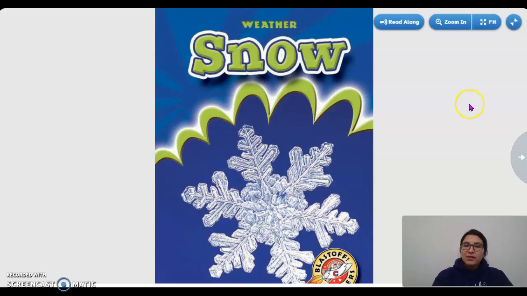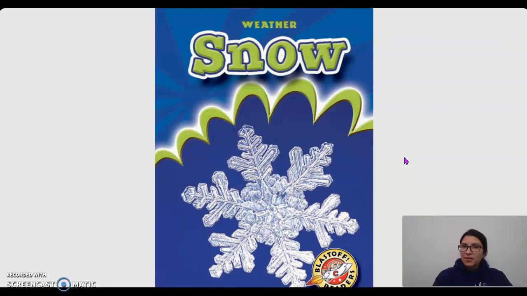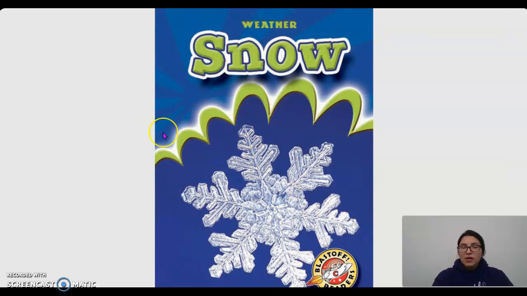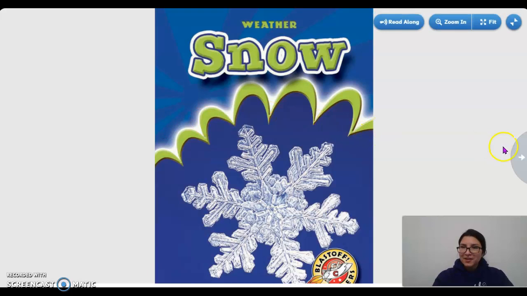Before we begin reading, I would like to point out that this is an informational text. We went over informational text just a little bit when we talked about central idea. In this text, we are going to be learning some real information and some facts. So let's go ahead and get started.